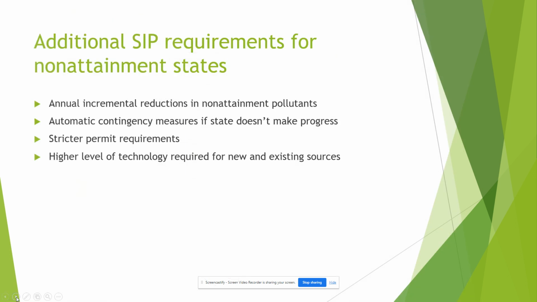Okay, so for our non-attainment states, we have these additional Part D requirements. Rather than just staying the course, every year under your SIP for these non-attainment areas, you have to have incremental reductions in the pollutants. So for our area, we have to worry about that ozone. If the state doesn't make progress there, they have automatic contingency measures.